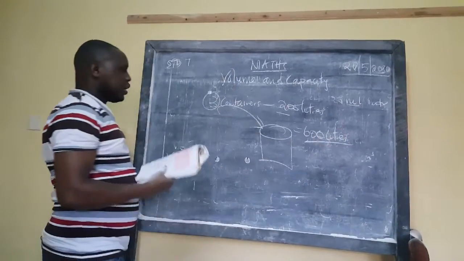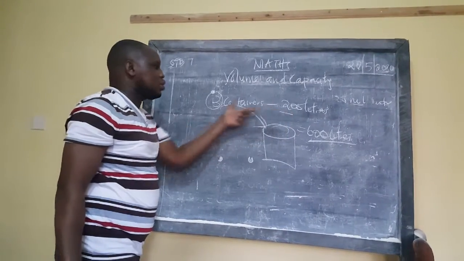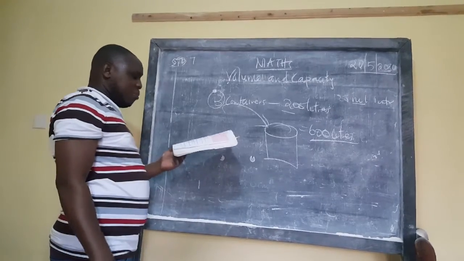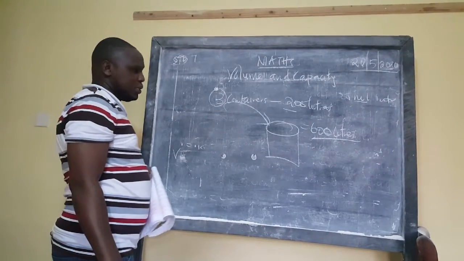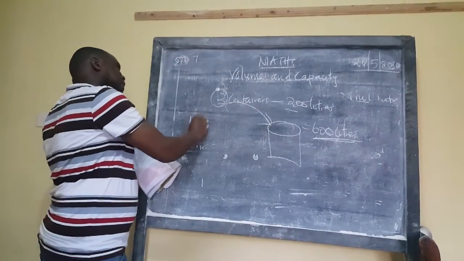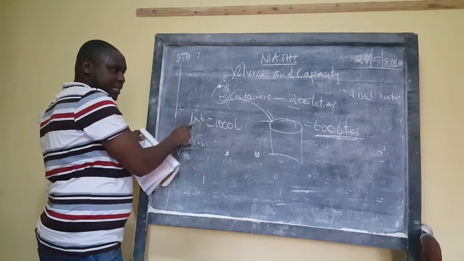Lana, 3 containers, and each one has a capacity of 200 liters. So this is the same as 600 liters. The question is, how much water was in this in meters cubed? So this one, you convert it to meters cubed. We say 1 cubic meter is equal to 1,000 liters. That is what we say, Lana. 1 cubic meter is 1,000 liters.